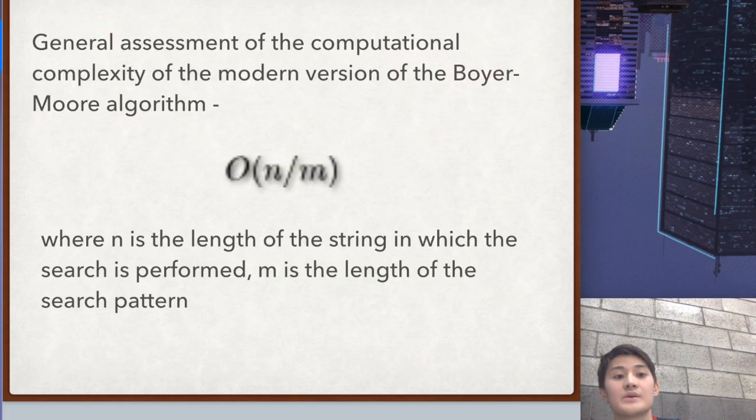Generally, the computational complexity of the modern version of the Boyer-Moore algorithm is O of N divided by M, where N is the length of the string in which the search is performed, and M is the length of the search pattern.